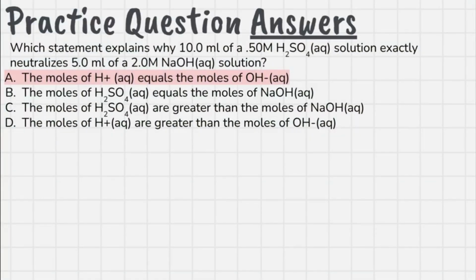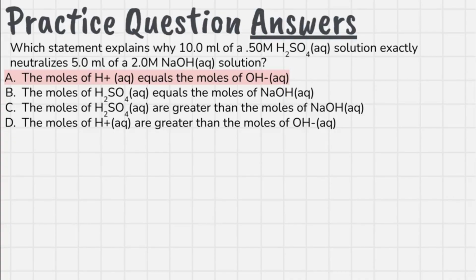Which statement explains why 10 milliliters of a 0.50 M H2SO4 aqueous solution exactly neutralizes 5 milliliters of a 2.0 M NaOH solution? The moles of H plus equals the moles of OH minus. In a neutralization reaction, the moles of H plus need to be equal to the moles of OH minus because acids contain H plus and bases contain OH minus.